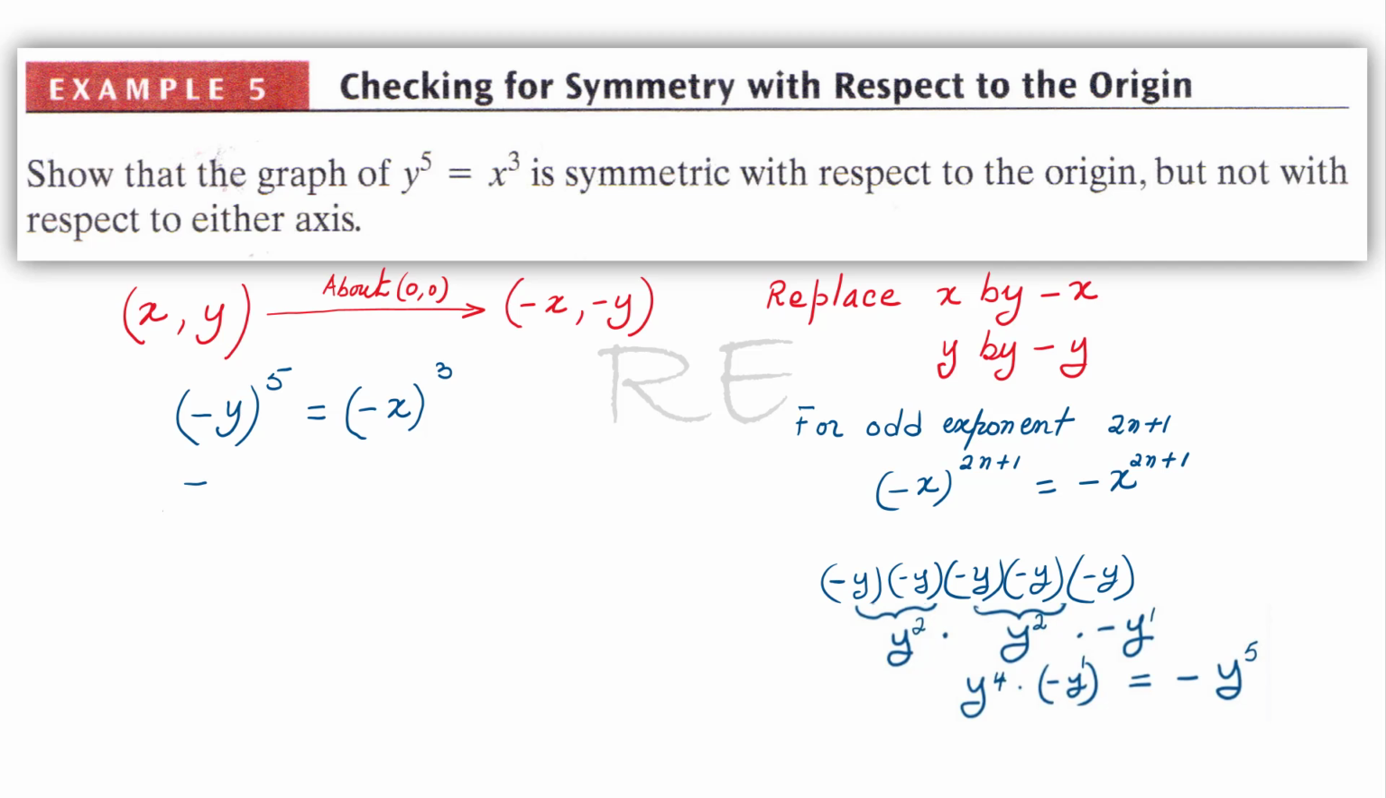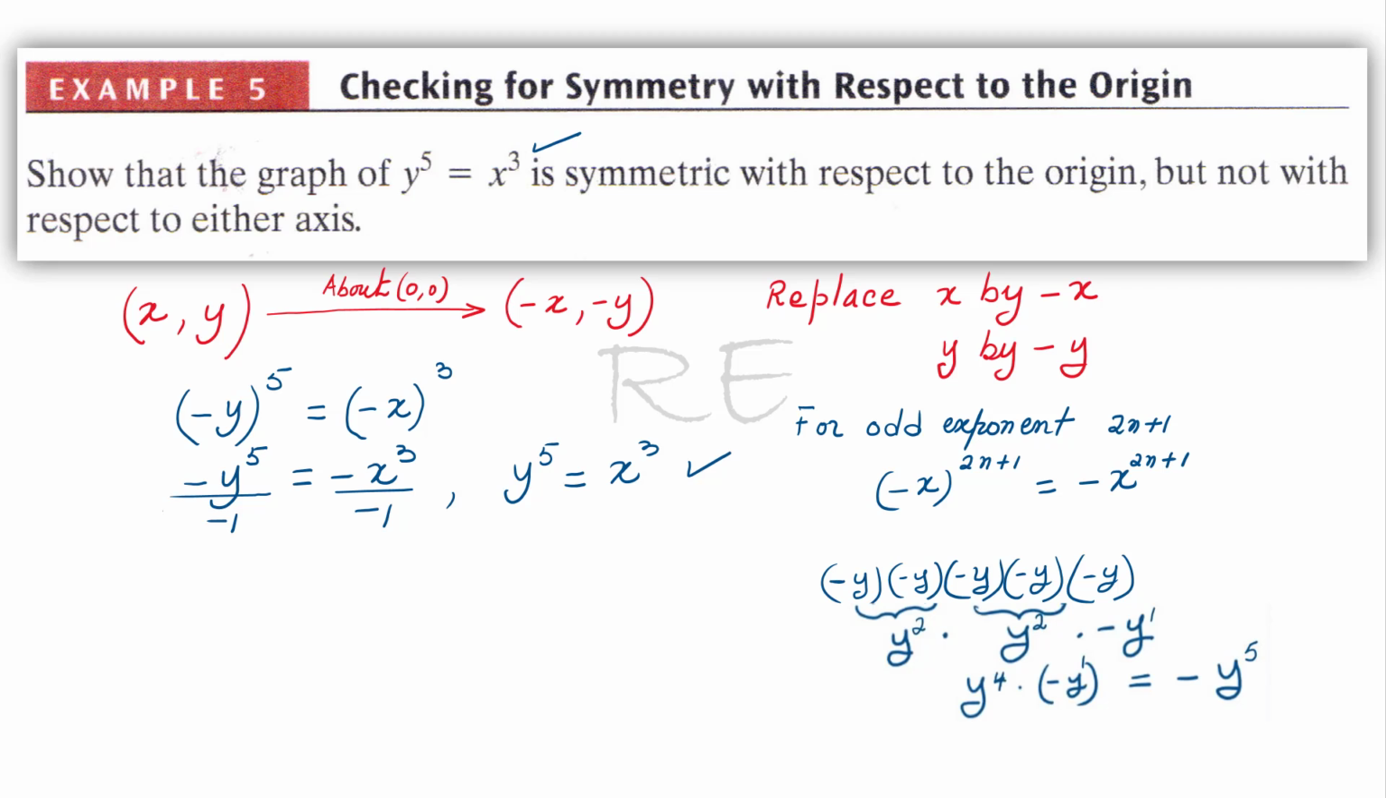Now, as we can see, (negative y) to the fifth will be equal to negative y to the fifth. Similarly, (negative x) to the third is equal to negative x to the third. And when we divide both sides by negative 1, y to the fifth is equal to x to the third. The original equation did not change, therefore the graph is symmetric with respect to the origin.